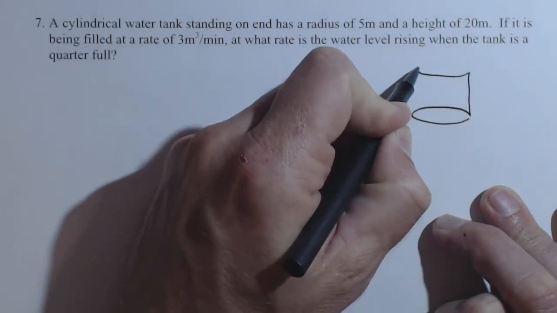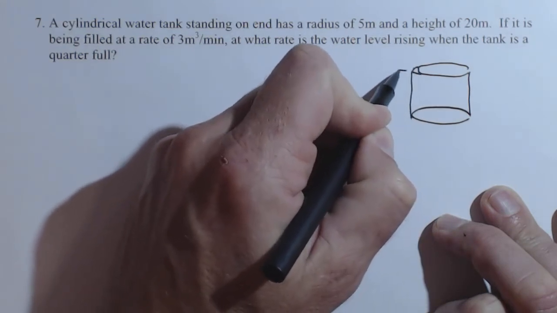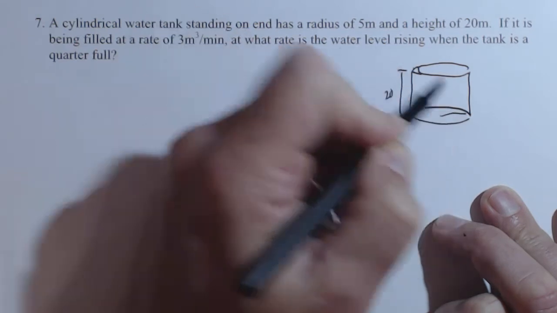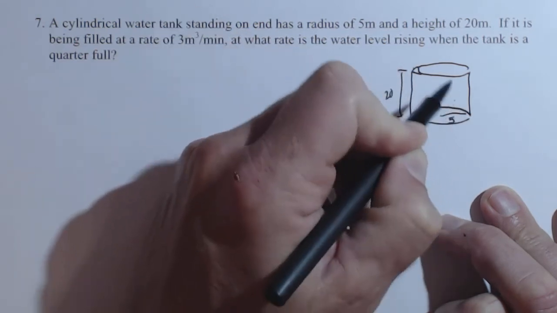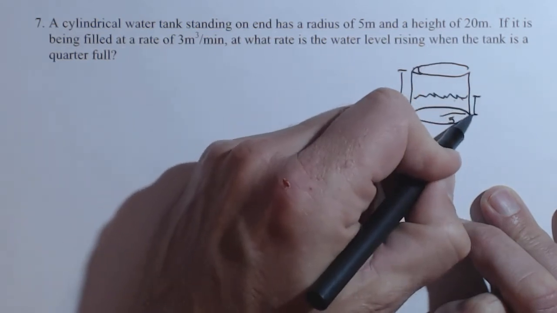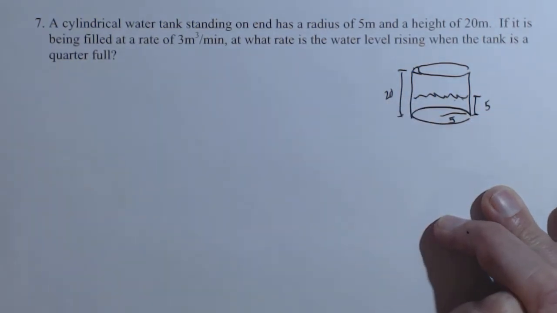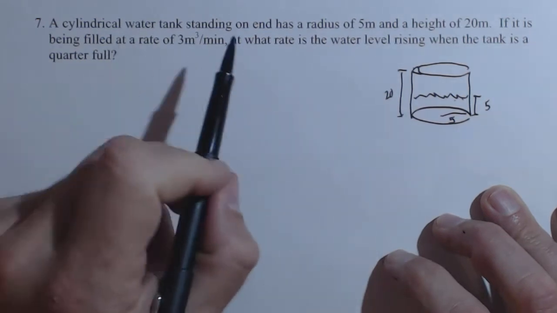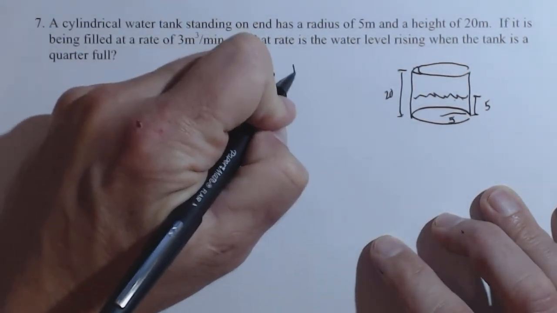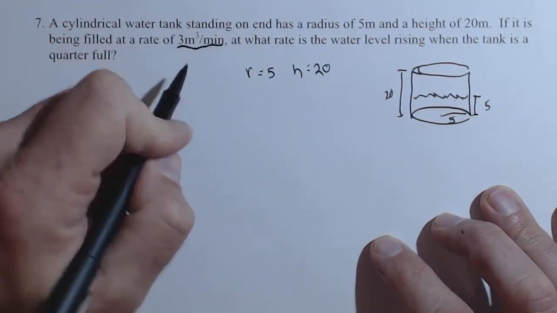So we have our water tank that has a height of 20 and a radius of 5, and we want to know how fast that water's rising when it's a quarter full, which would be at 5 meters. So the first thing we need is to figure out what we know and what we don't. Well, we know that the radius is 5, and we know the height is 20, and we know the rate the volume is changing at.